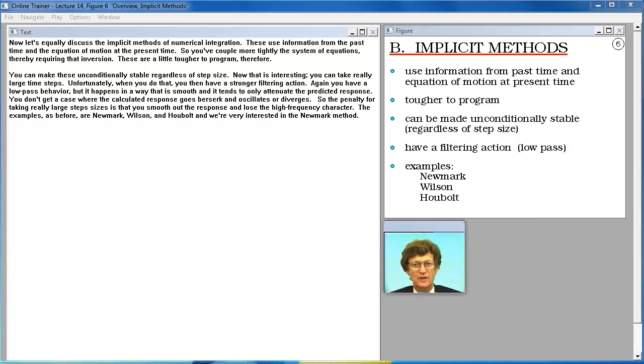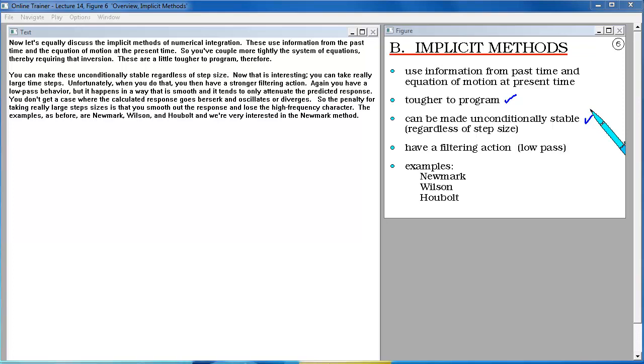Now let's equally discuss the implicit methods of numerical integration. These use information from the past time and the equation of motion at the present time, so you couple more tightly the system of equations, thereby requiring that inversion. These are a little tougher to program, therefore. You can make these unconditionally stable regardless of step size.